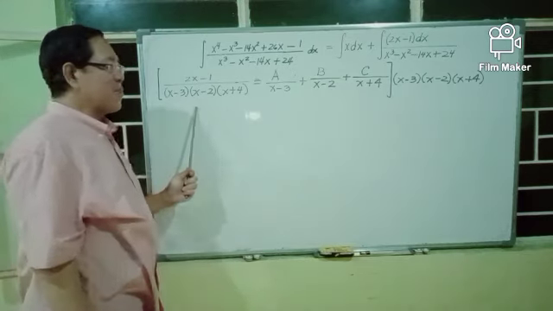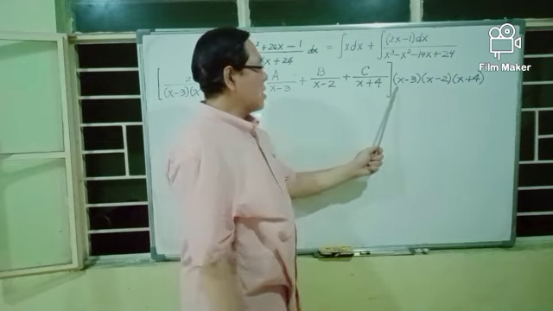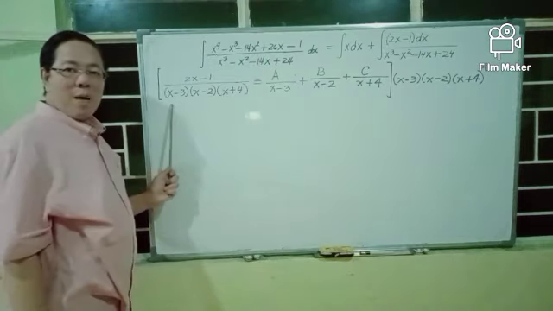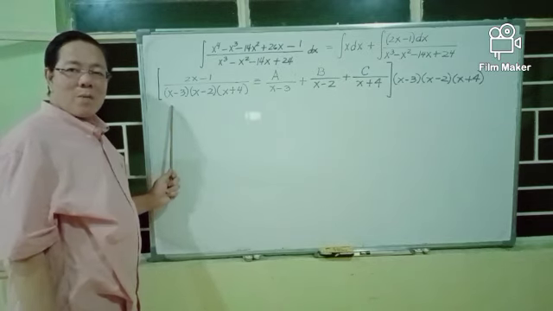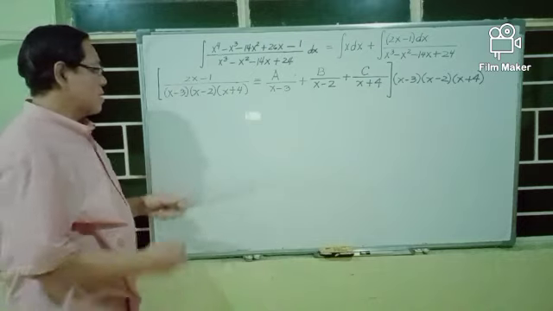Multiply the left hand side by x minus 3, x minus 2, and x plus 4. And this product will cancel out with this product in the denominator because they are the same quantity. And we are left with 2x minus 1 at the left hand side.